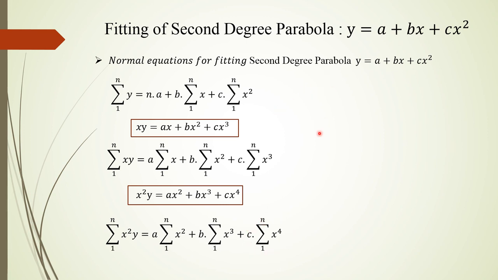By solving these three normal equations, you are going to get the values of a, b and c. So just substitute the values of a, b, c in the given equation, so that is the best fit for the given set of observations. Hope it is clear to you.